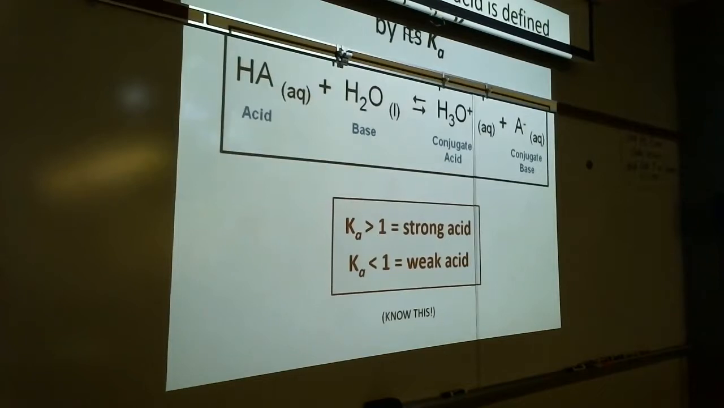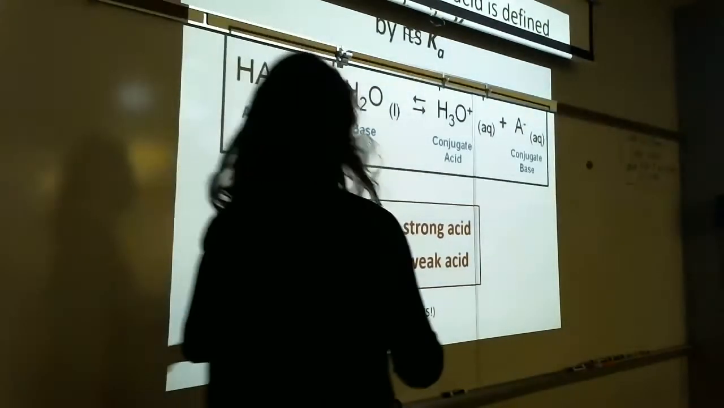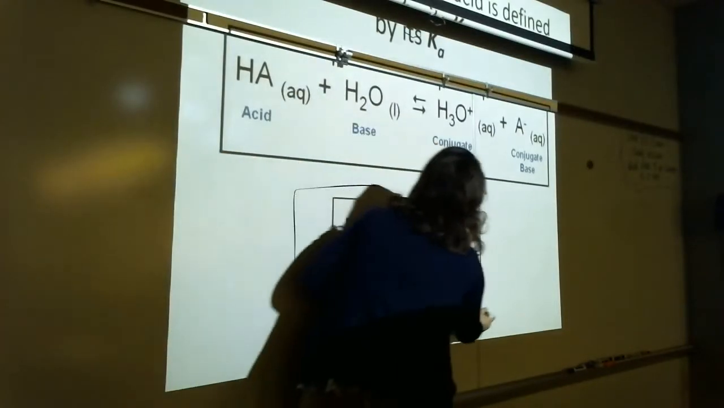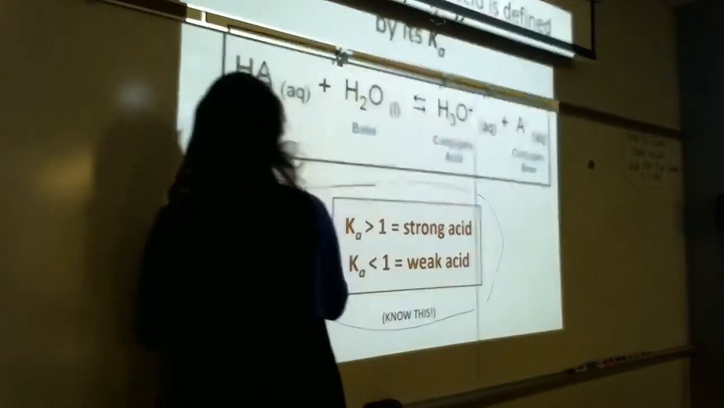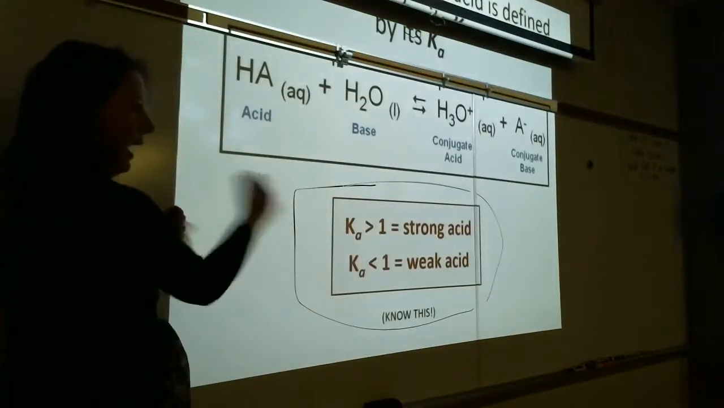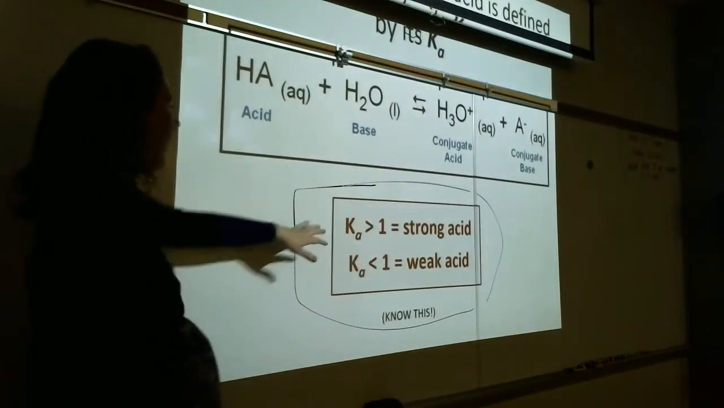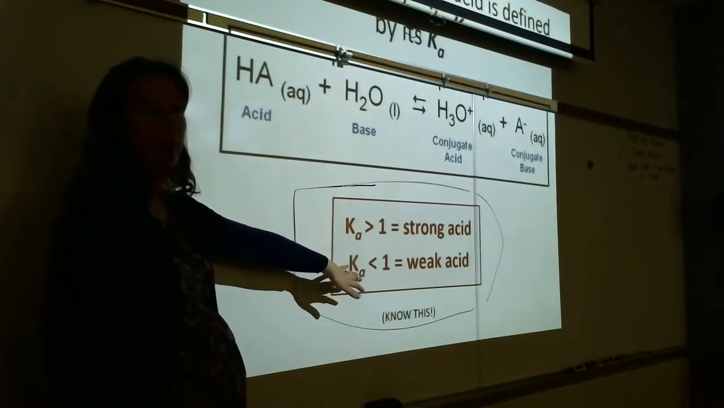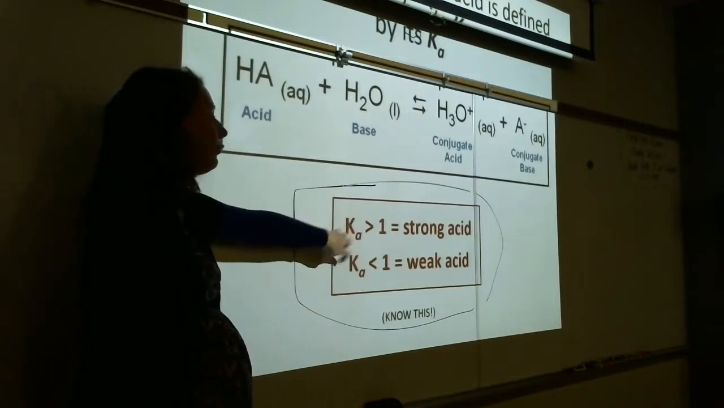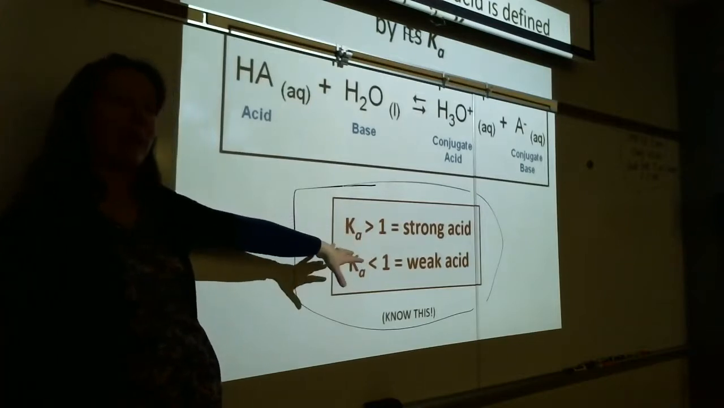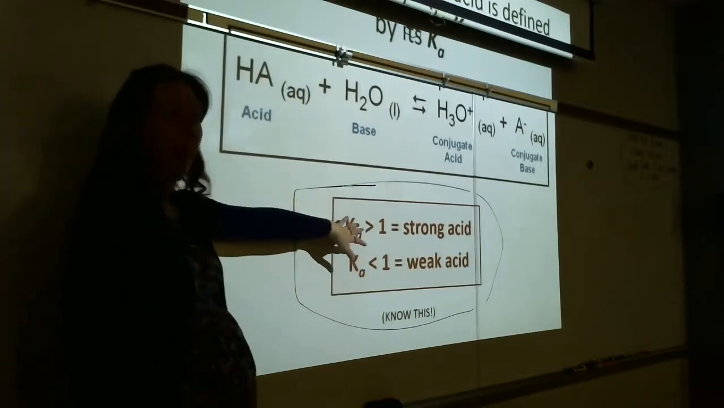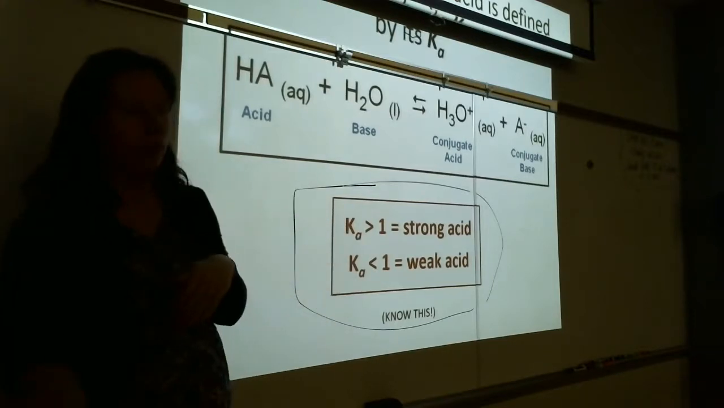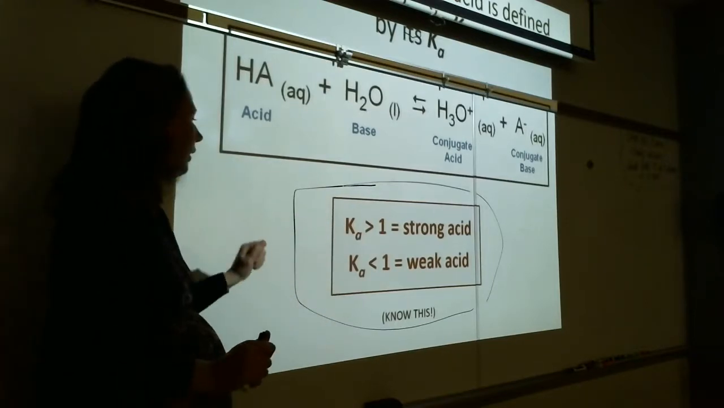Okay? And so the strength of an acid is defined by its Ka. Put this in your notes with stars and happy faces and highlighter, okay? If Ka is greater than 1, we have a strong acid. If Ka is less than 1, we have a weak acid. This is how we are defining strong and weak acids. It's by their Ka values, okay? It's not because one's safe and one's dangerous. No, that's not how we're defining strong and weak acids.